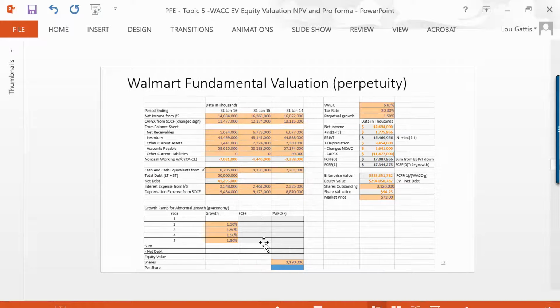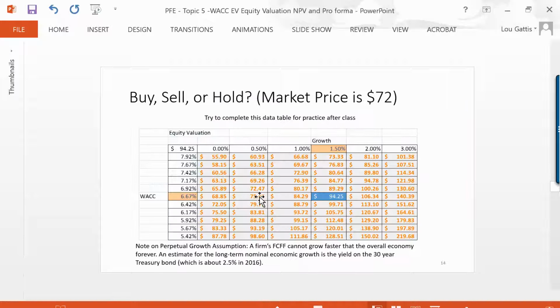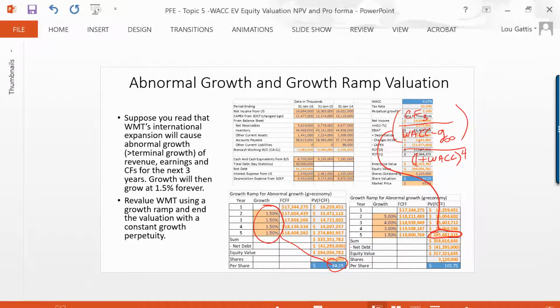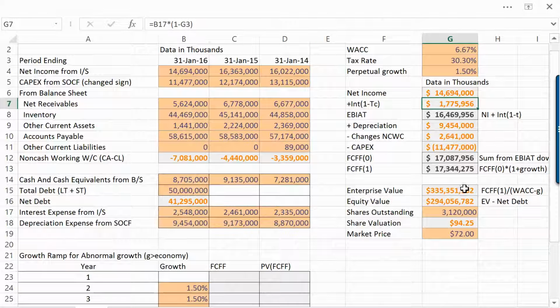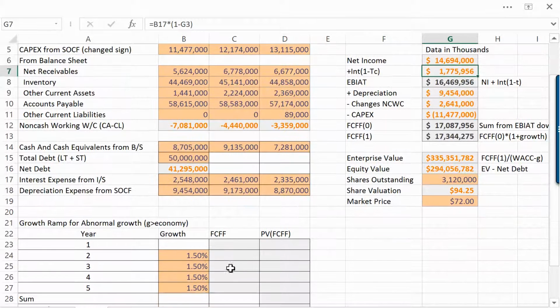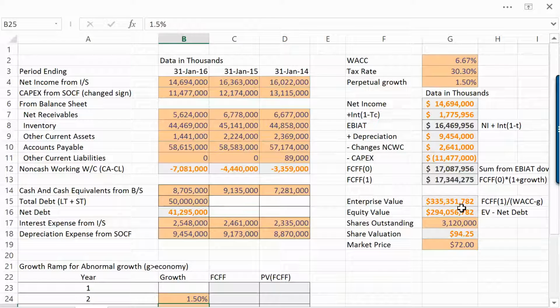All right, and you read some new news that Walmart might grow at 6% next year because of maybe their strategy with China growth or something like that. So, or let's just say 5%. We'll be a little more conservative. What if we think it's going to grow 5% next year, but then in a few years it'll get down to 1.5%? Well, we can value the firm by adding a little something called a growth ramp.